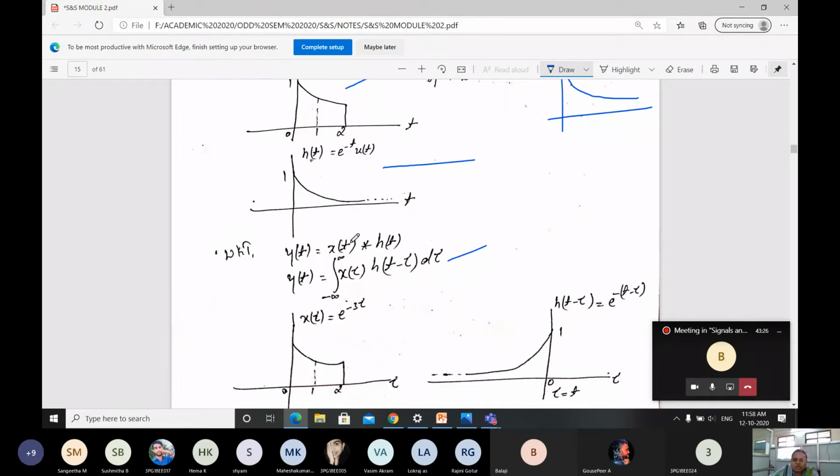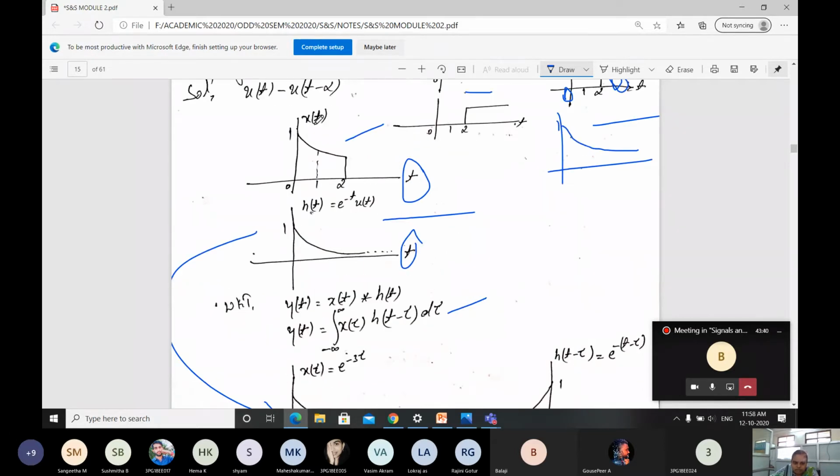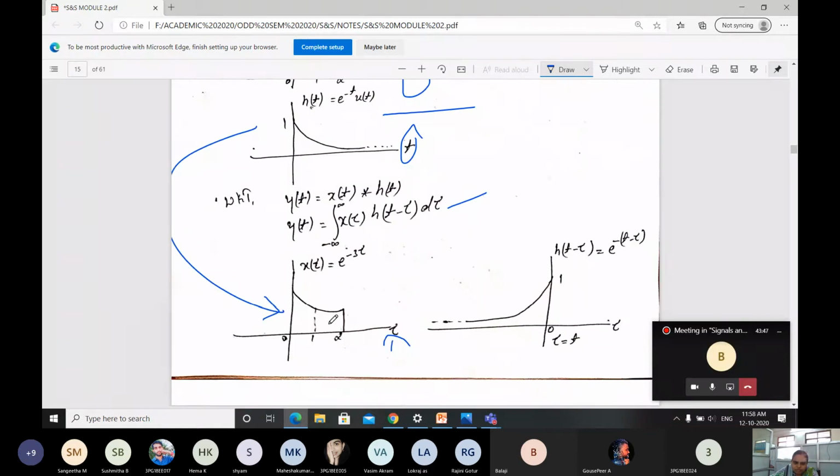Then what do you have to do? Replace t by tau. If I replace it, instead of t it is going to change to tau. Then x of tau is equal to e raised to minus 3 tau. The same for h of t minus tau: wherever t is there, it is going to be taken as t minus tau.